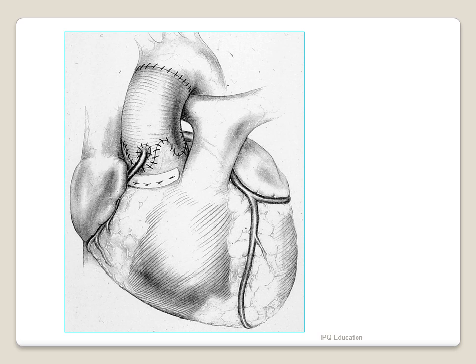This is a sketch of the final outcome of the Yacoub operation. A theoretical weakness of this procedure is the fact that the aortic annulus has not been reinforced. This can be achieved by internal or external strengthening through the use of various types of sutures as pictured in this diagram.